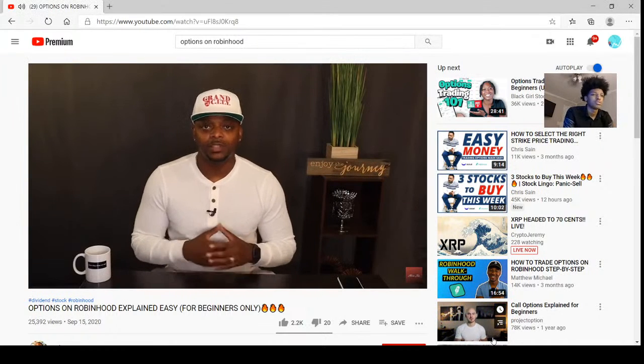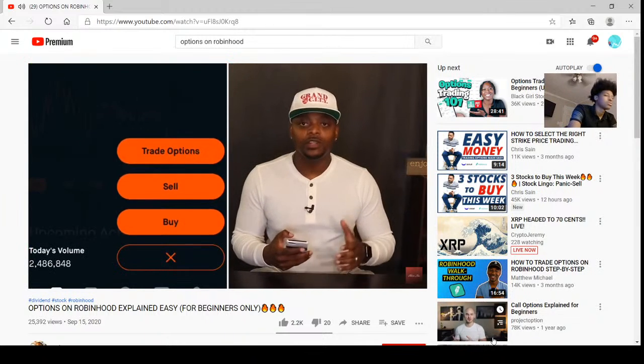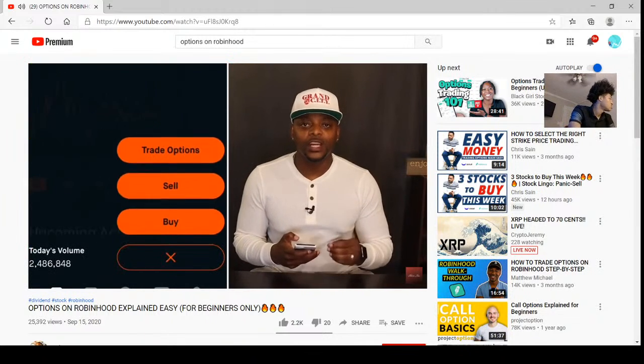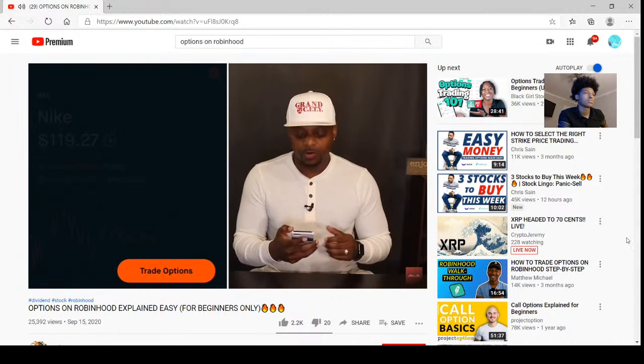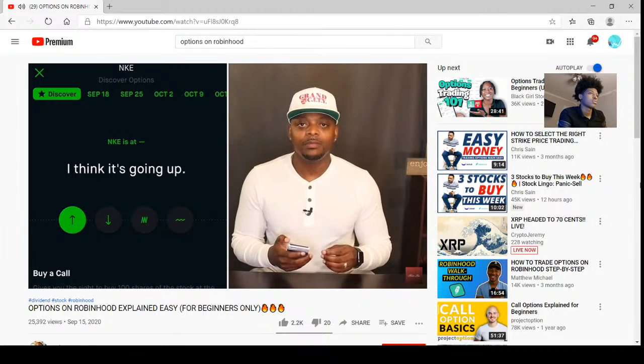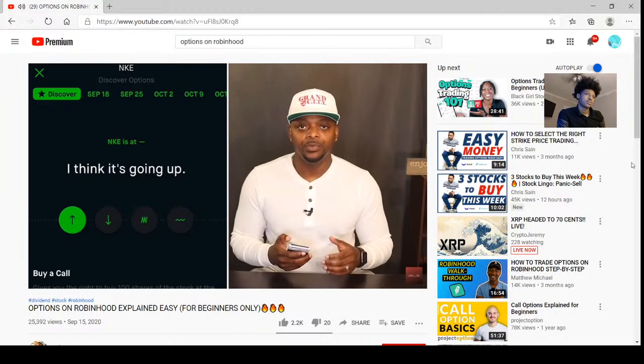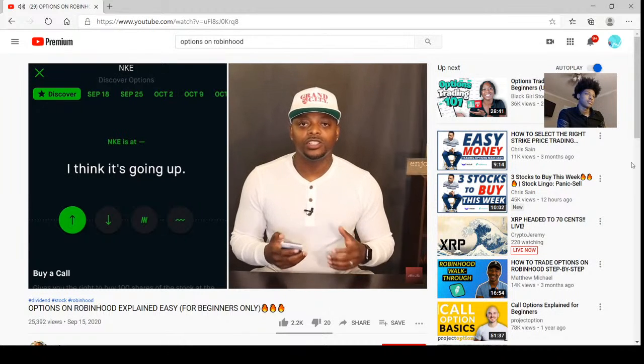Okay, the first thing you want to do is hit trade, and then once trade pops up, you want to hit trade options. This screen right here is your discover page. The numbers at the top are nothing more than your expiration date. The expiration date is just the date that you believe the stock will either go up or down based on what you chose, and we'll jump into what you choose in just a second.